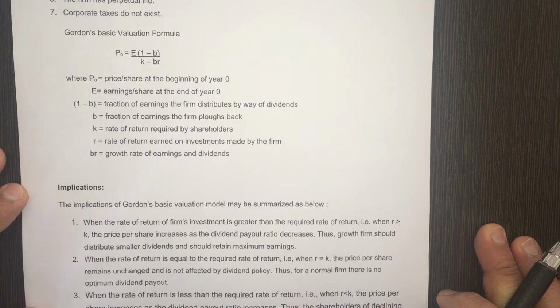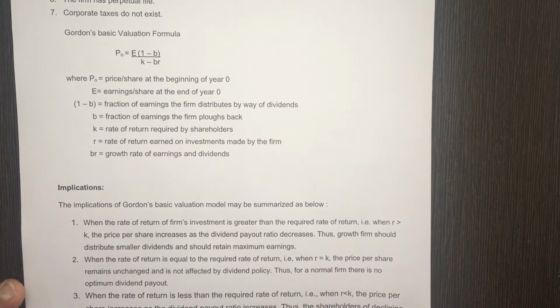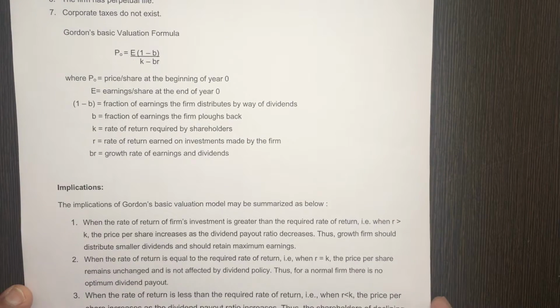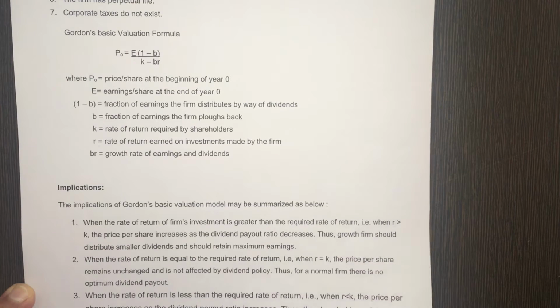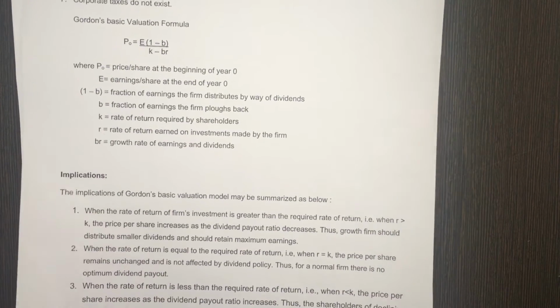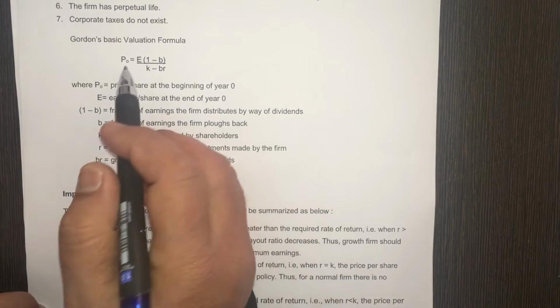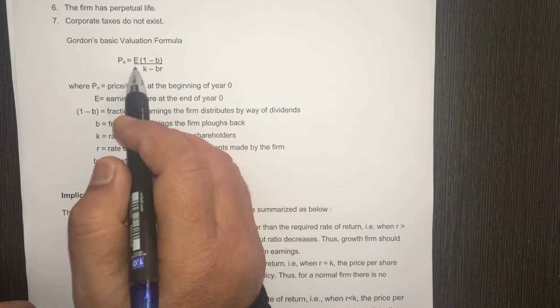But let's look at Gordon's valuation model, where we have to find out the current market price of the share, and always remember that the goal of the firm is to maximize the shareholders' wealth. And how do you maximize shareholders' wealth? By maximizing the market price of the share. So any decision that a company takes should take into consideration that the market price of the share should be maximized.